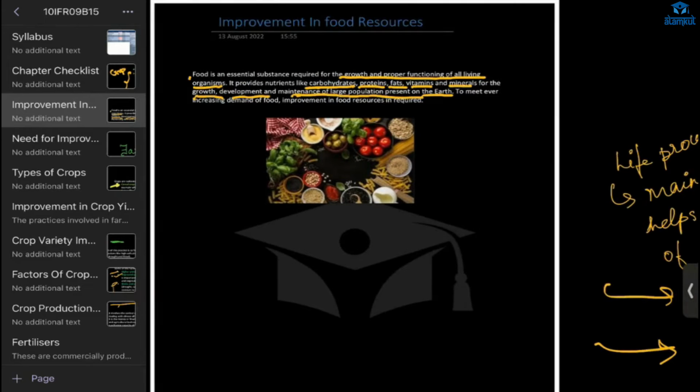In this chapter, we are learning about the methods to improve food resources. In the first part, we have talked about how to increase the production or yield in the crops. So the food which we get from the crops will increase, because there is higher demand and the area is less.